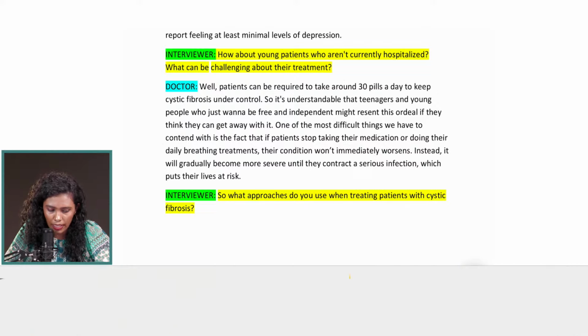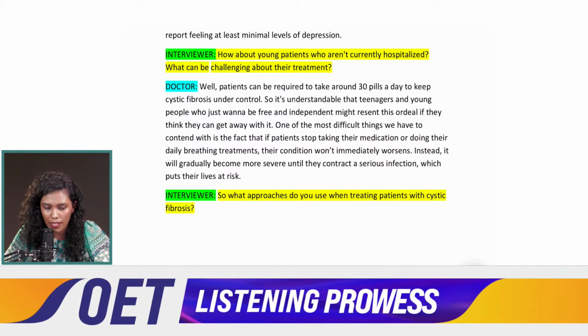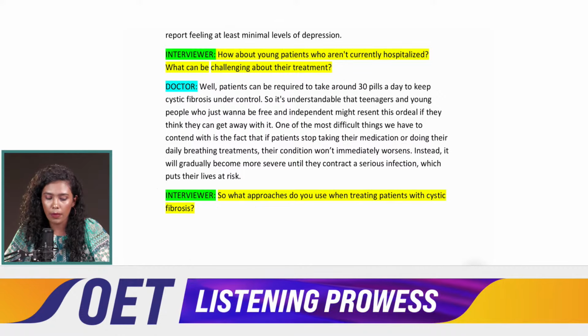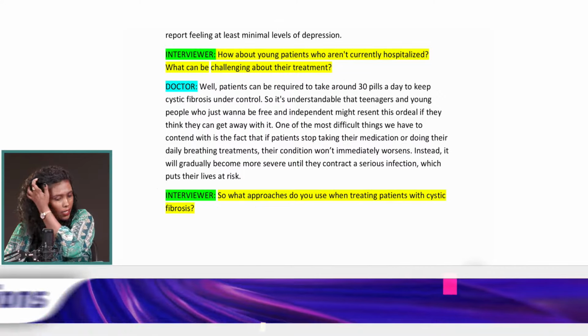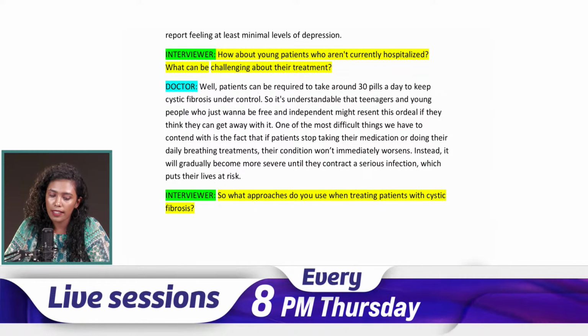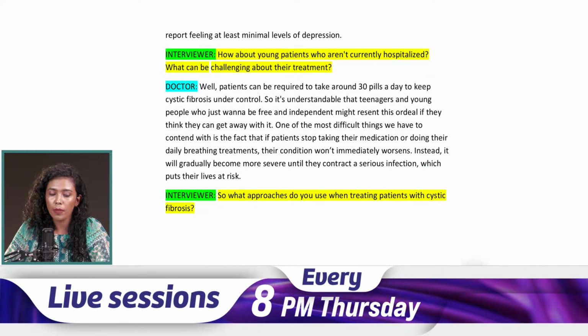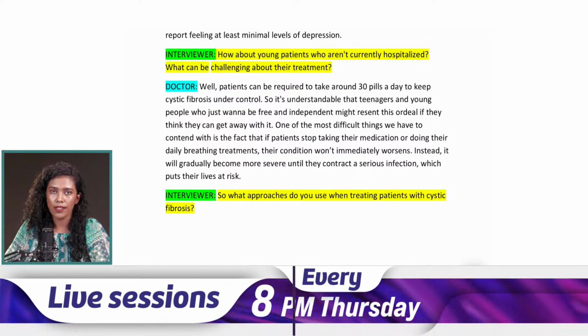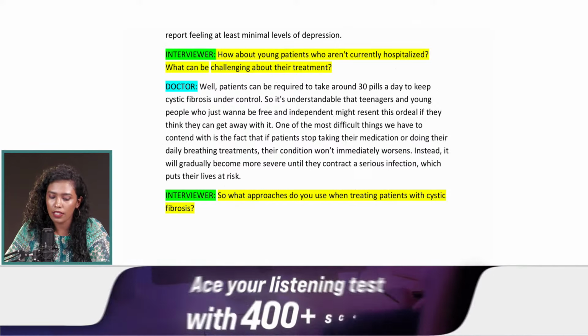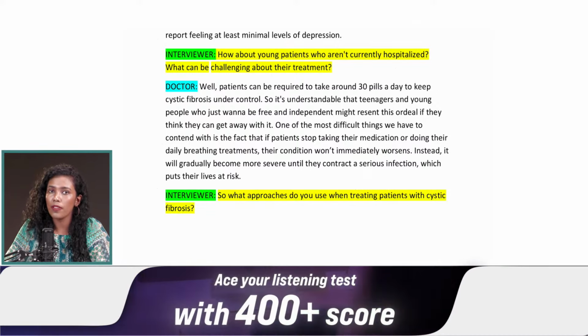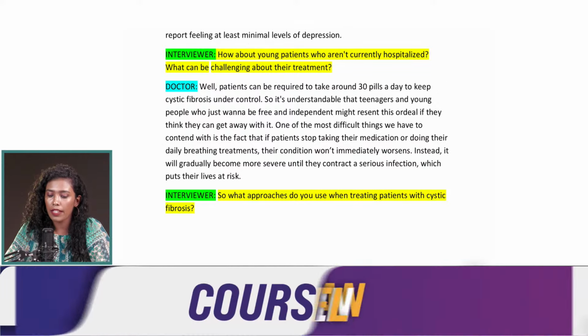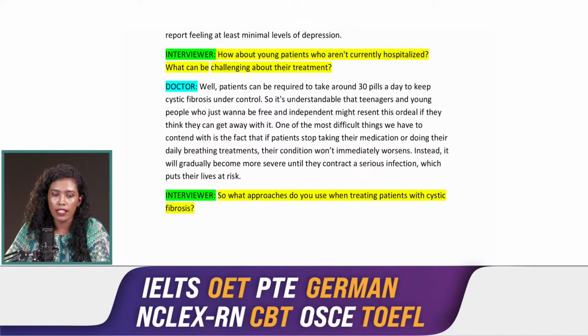Because it is mentioned that the patient requires around 30 pills a day to keep the cystic fibrosis under control, right? And it is also mentioned that it is understandable that these teenagers and young people, as I already mentioned, most of the people who have this condition will have it at a young age. So they just want to be free and independent, so they think that they can get away with it.